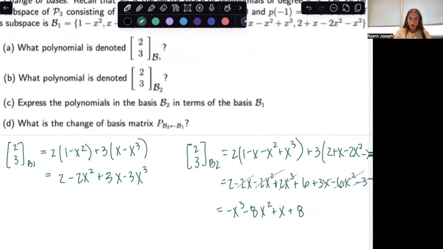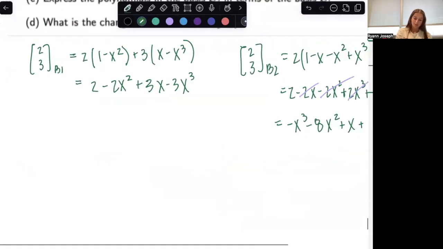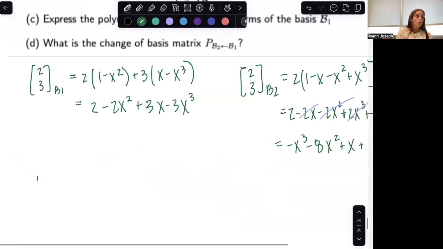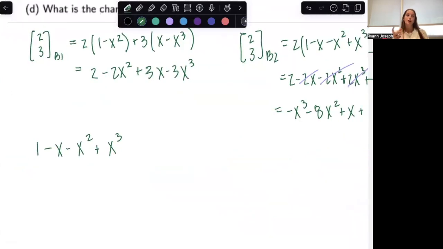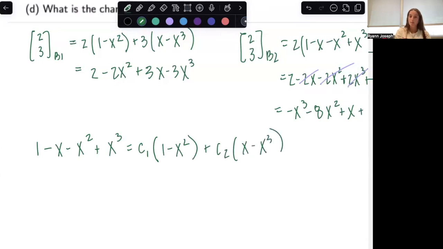Now they want us to express the polynomials in the basis B2 in terms of the basis B1. So they're telling us we have our polynomials in the basis B2. What do we need to do from the elements in B1 to get them to be the elements in B2? So looking at each of my basis elements, the first one is 1 minus x squared plus x cubed. How can I linearly combine the elements in B1 to get that? So C1 times 1 minus x squared plus C2 times x minus x cubed. How can I make that happen?